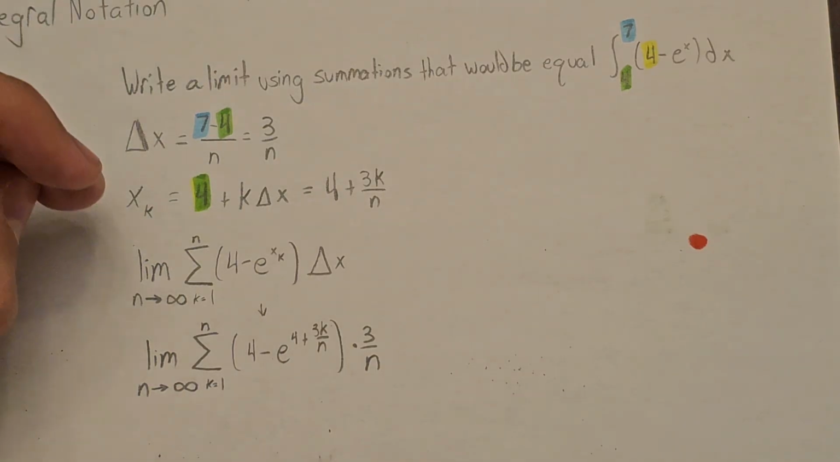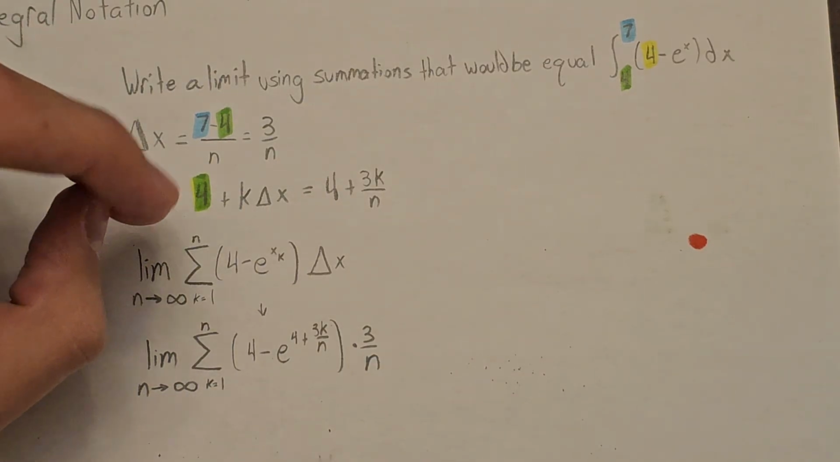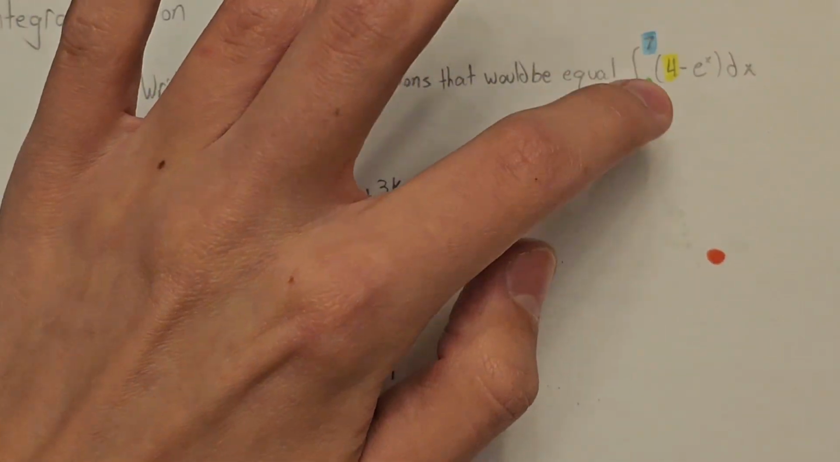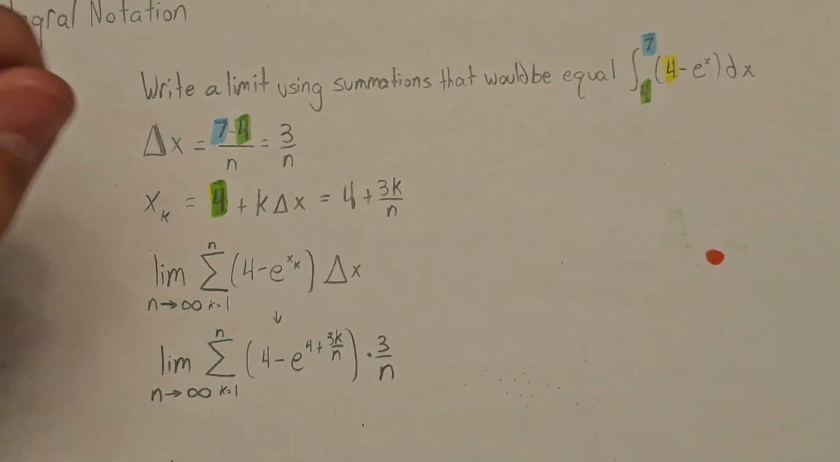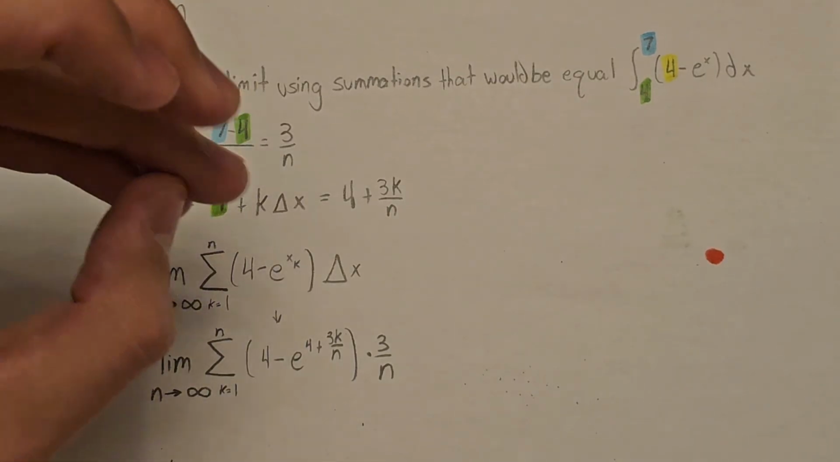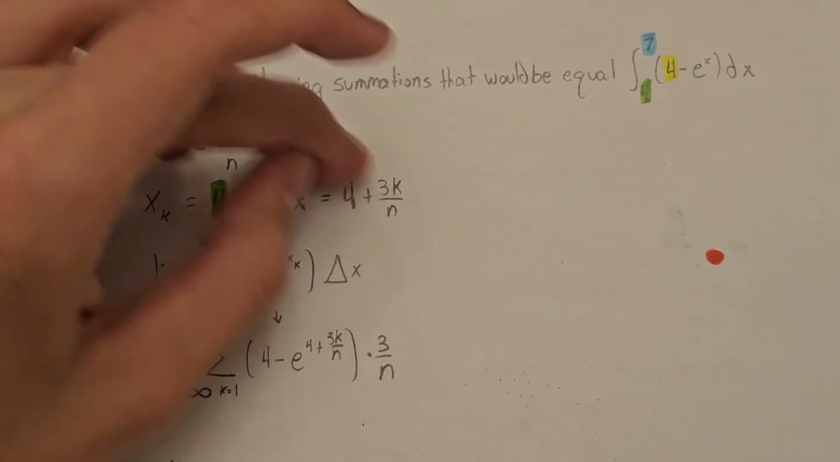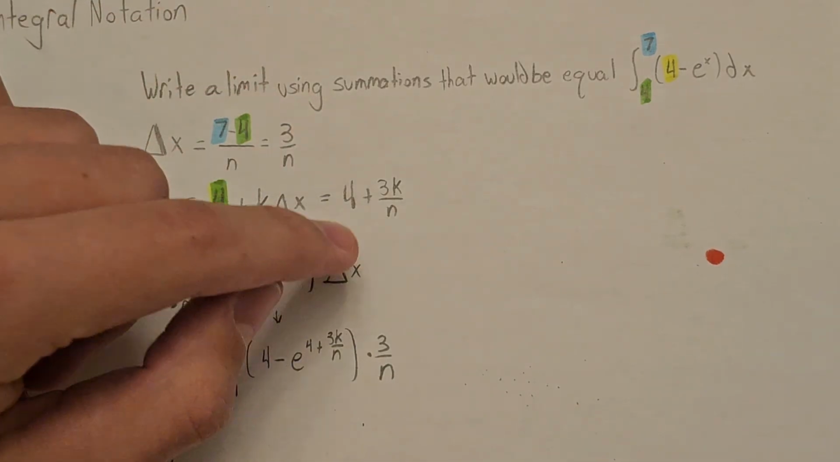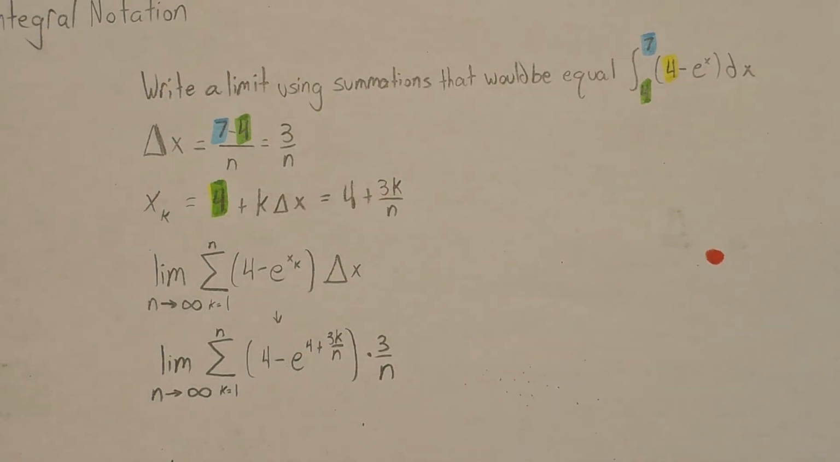And then you're finding x of k, which is 4, which is the bottom of your integral, not the top of the integral. I highlighted these two to emphasize it is the bottom of your integral. So bottom of your integral plus k times the number that you got over here, which is 3 over n. So that would get us 4 plus 3k over n.